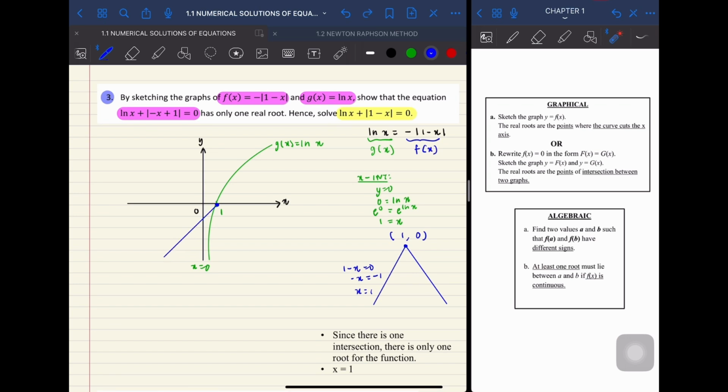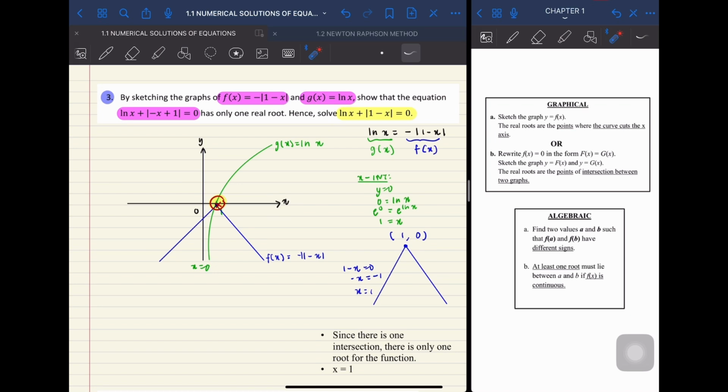Like this. Okay, so this is your f(x). Okay, now we need to check whether it has intersection or not. So yes, it does. It is here at x equal to 1. Okay, so this is the intersection of the two graphs. So we can conclude over here, since there is one intersection, there is only one root for the function.